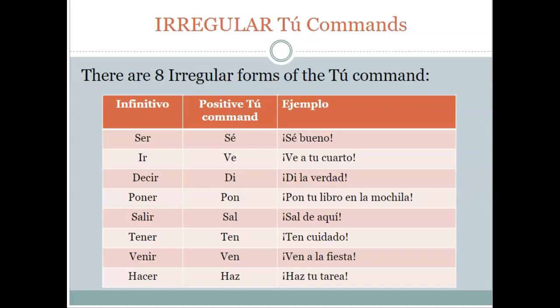There are a few irregulars, and these are them. Ser becomes sé, like sé bueno. Ir becomes ve, obviously never very regular, right? So it's different, and it goes ve, like ve a tu cuarto, go to your room. Decir becomes di la verdad, tell the truth. Poner becomes pon tu libro en la mochila, put your book in the backpack. Salir becomes sal de aquí, leave here, just go away. And then tener becomes ten cuidado, be careful, or to have care.